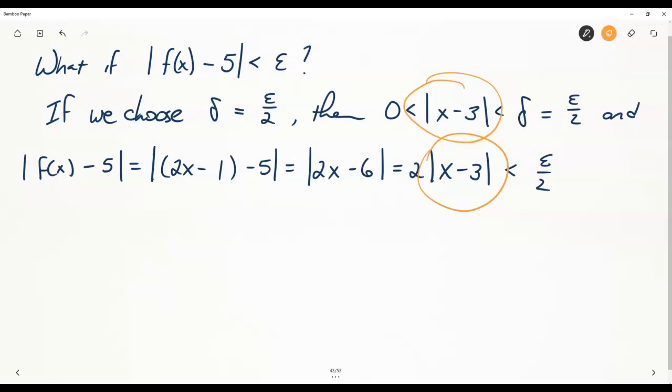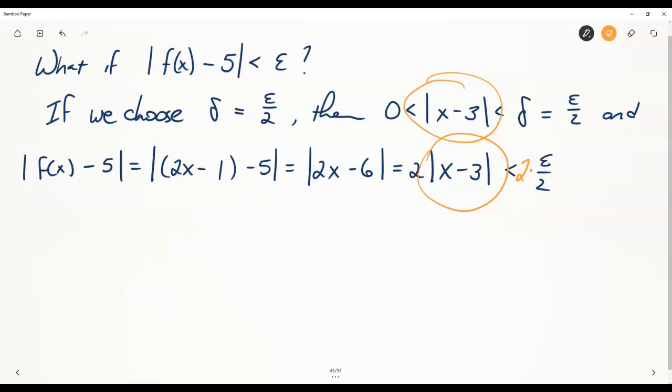But if we have assumed that it is less than epsilon over 2, then this expression is going to be, oops, I left off something. This is less than 2 times epsilon over 2. Because it's the absolute value of x minus 3 that's less than this epsilon over 2. But I've got this 2 here that will effectively cancel it out.